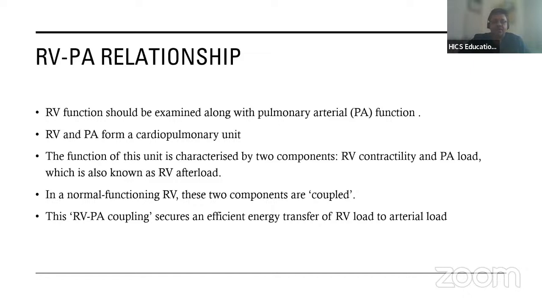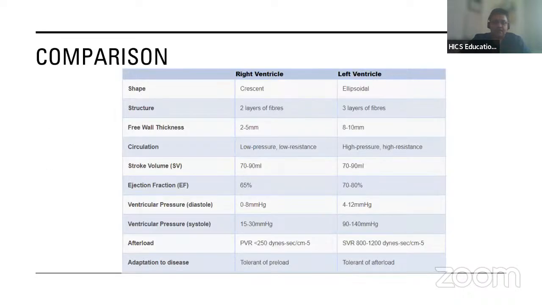In a normally functioning right ventricle, these two components, the right ventricular contractility and the right ventricular afterload or the PA load, are coupled to each other and work synchronously. This RV-PA coupling secures an energy efficient transfer of RV load to the arterial load. So there is a smooth transition of the cardiac output from the right side of the heart to the left side of the heart in healthy conditions when there is RV-PA coupling. An uncoupling of the RV-PA harmony is what results in a compromised delivery of the cardiac output to the left side and therefore a decrease in the cardiac output.